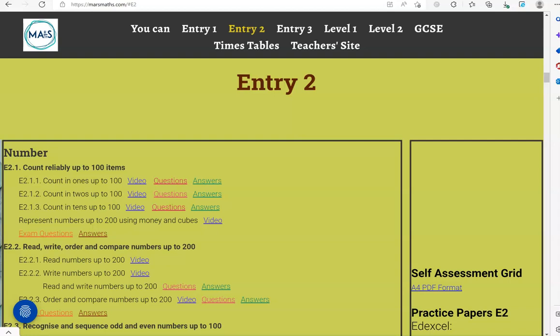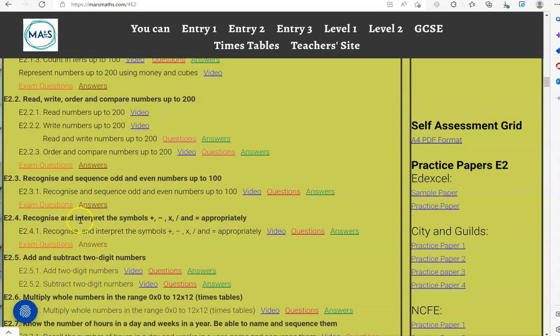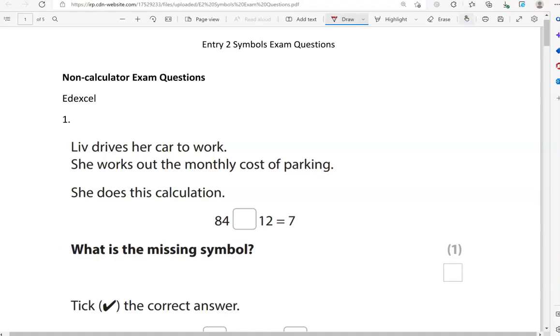In this video, we'll go through exam questions that cover the entry 2 criteria: recognize and interpret the symbols add, subtract, multiply, divide, and equals appropriately. You can locate the questions on the mathsmaths.com website under entry 2. The exam questions come from different exam boards. We'll start with the not calculated questions and then we'll move to the calculated questions.